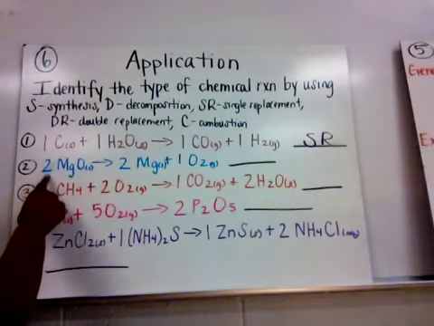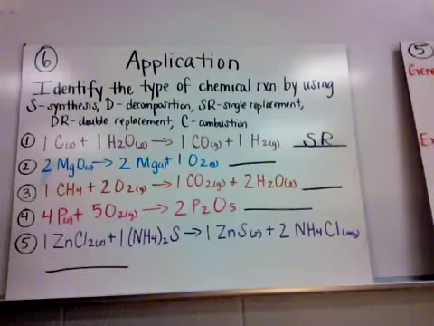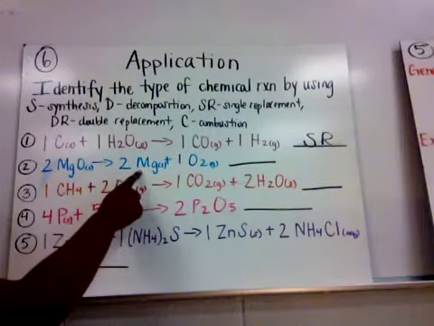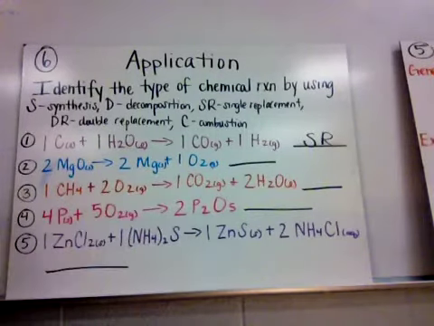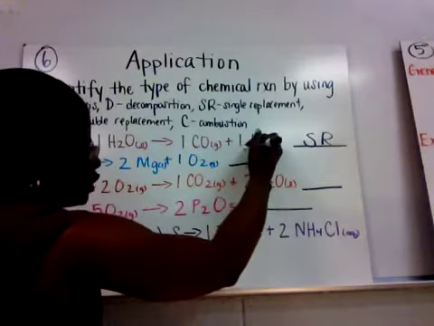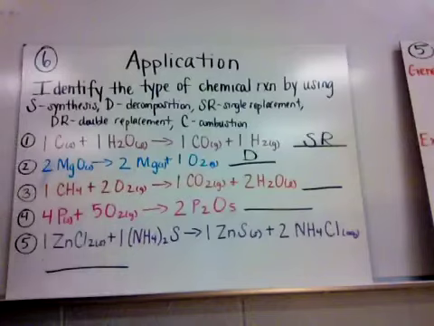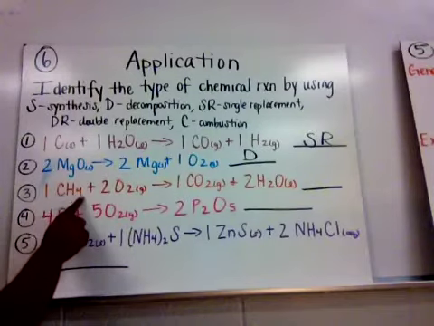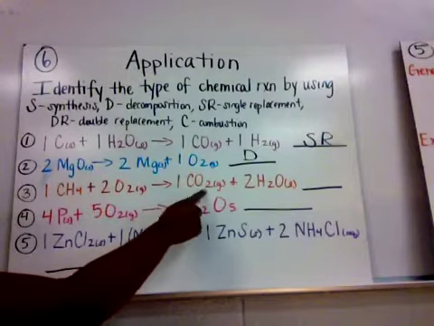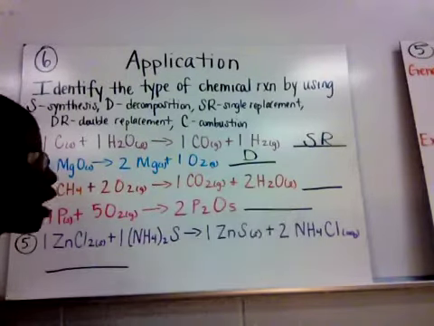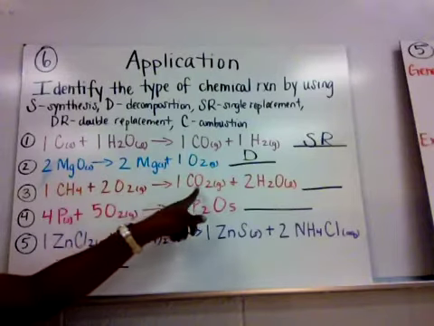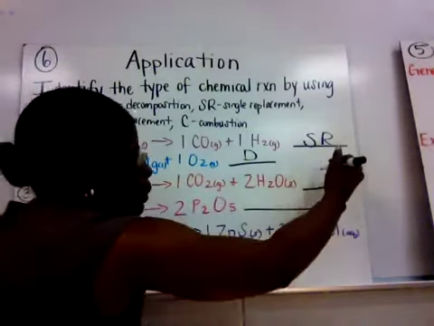Number 2, you have 2 molecules of magnesium oxide. That's going to break down to produce 2 molecules of magnesium and 1 molecule of oxygen gas. Notice I said break down, so this is a decomposition reaction. Here we have methane plus oxygen gas, and that's going to produce 1 molecule of carbon dioxide, 2 molecules of water. You have your hydrocarbon, your oxygen, you're going to produce carbon dioxide and water, so this is a combustion reaction.